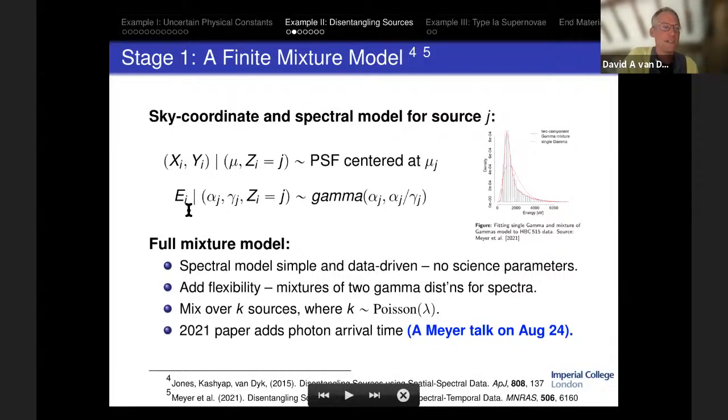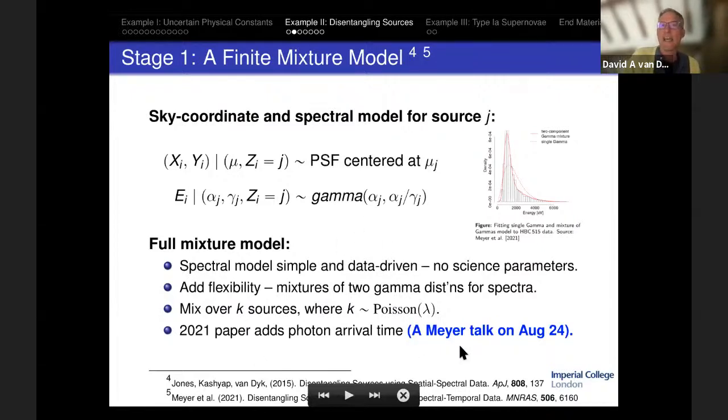And then we're going to model the energy or the spectra using a simple data-driven gamma distribution. So not using a scientific spectral model, but a simple data-driven model. And we consider using a single gamma and a mixture of two gammas. And this picture over here is showing you that by using two gammas, we got a good fit. This is again from his talk with a particular data set he was looking at. So we have a mixture model of this sort. We can estimate the number of sources.